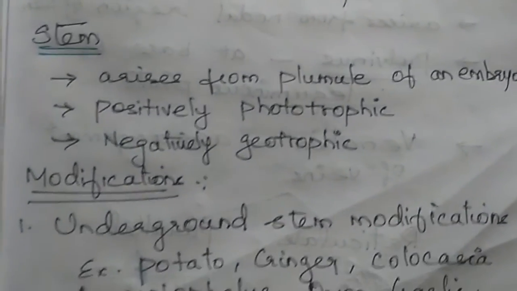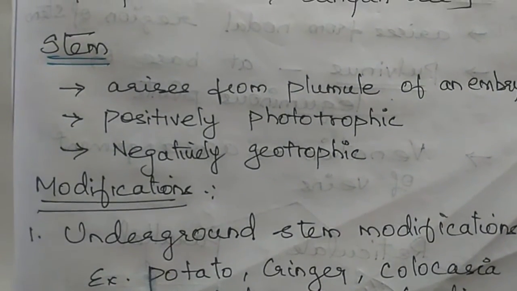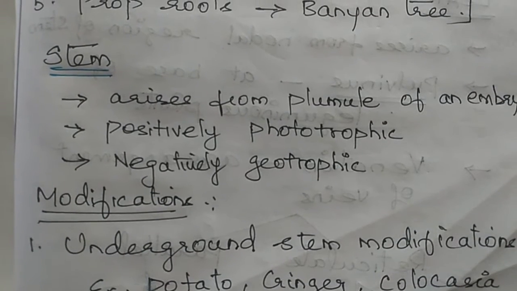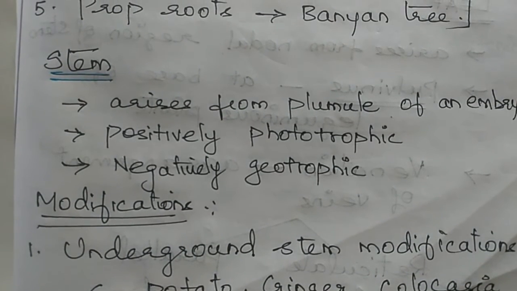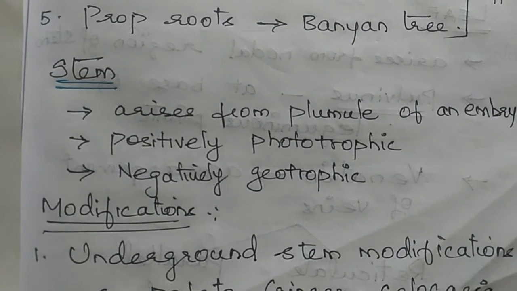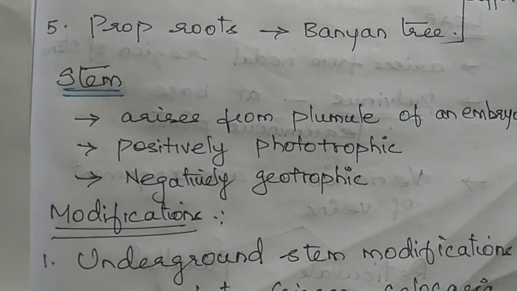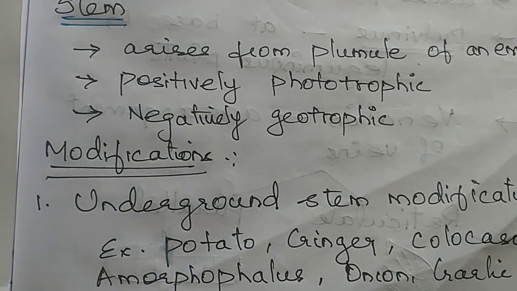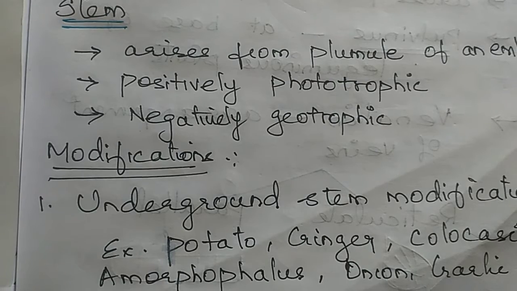And the next one is stem. So the stem arises from the plumule of an embryo, and the characteristic features of stem are they are positively phototropic and negatively geotropic. And these are also modified for various purposes. So the first one is underground stem modification.